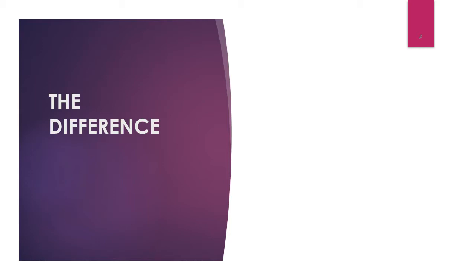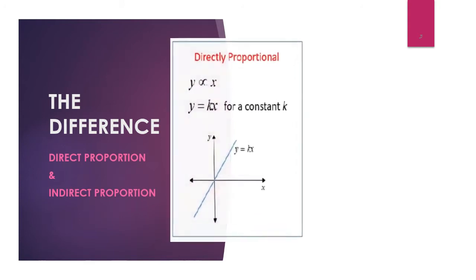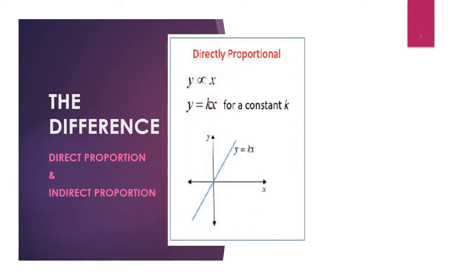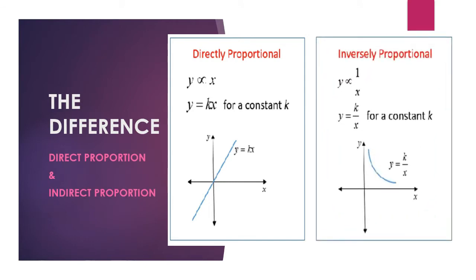Take a look at the diagram. The left diagram is direct proportion, right? So y is directly proportional to x. So y equals kx for a constant k. But the next diagram is inverse proportion. So y is inversely proportional to 1 over x. So y equals k over x for a constant k.